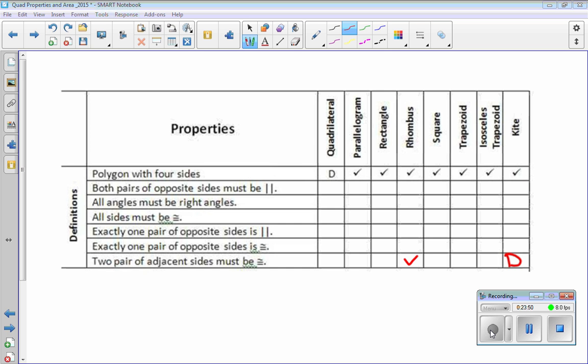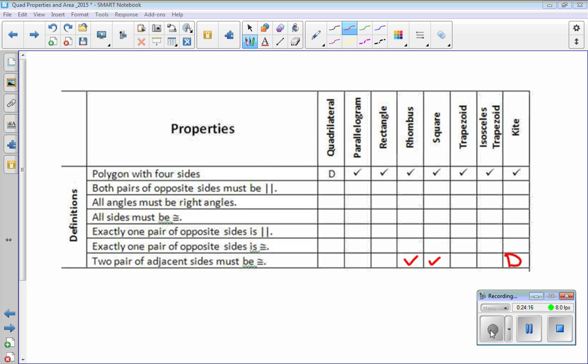So it's not their definition, but it's a characteristic that they both hold. What other definitions do you see on the left? How about the second one? The second characteristic, the second is a definition of one of those. It says both pairs of opposite sides must be parallel. Both pairs. That is the definition of a parallelogram.